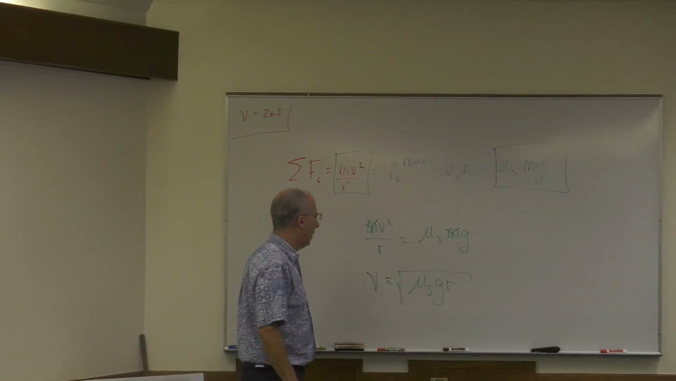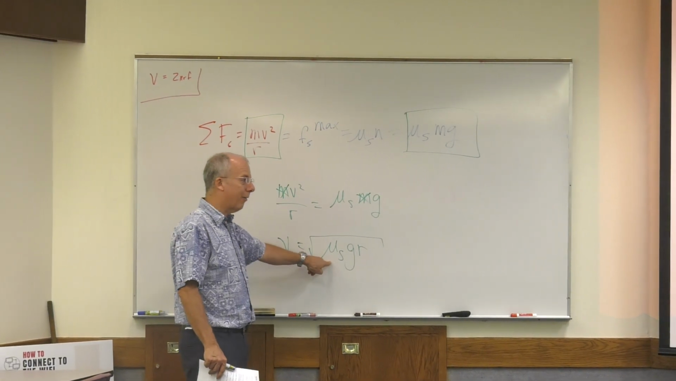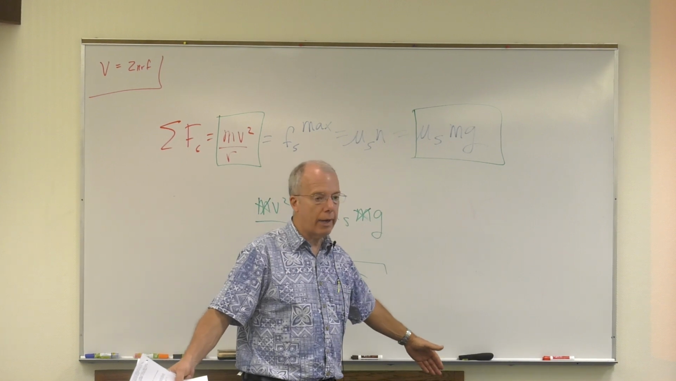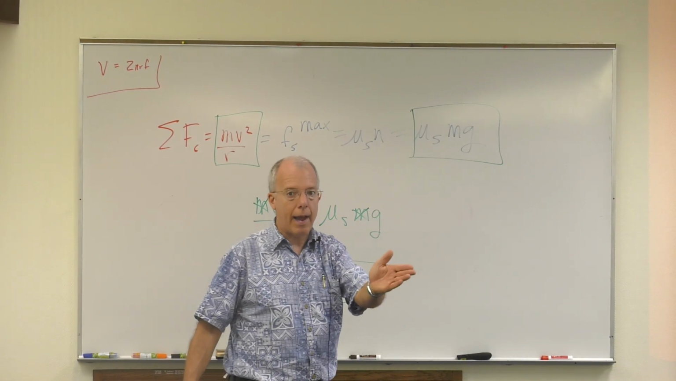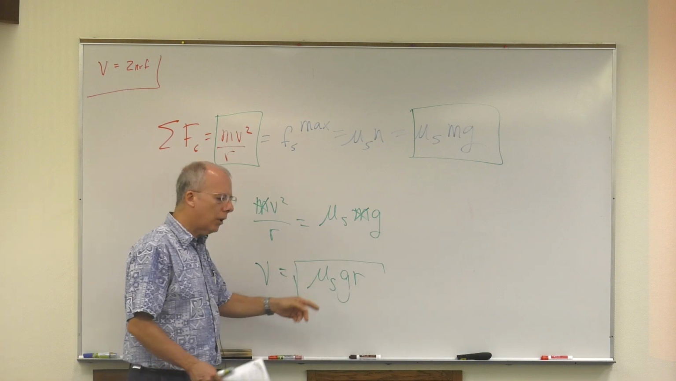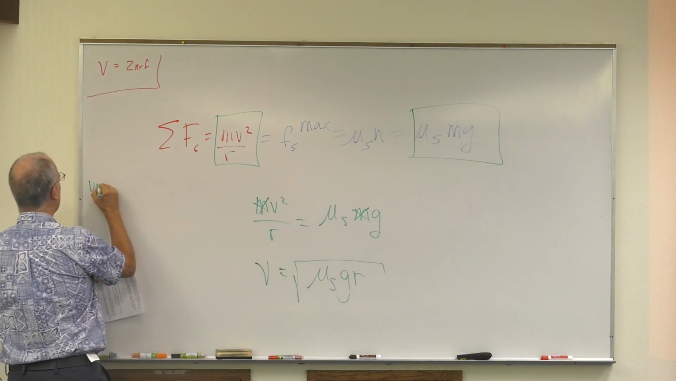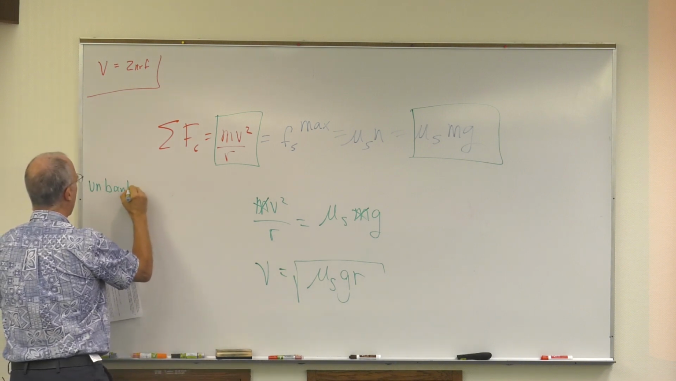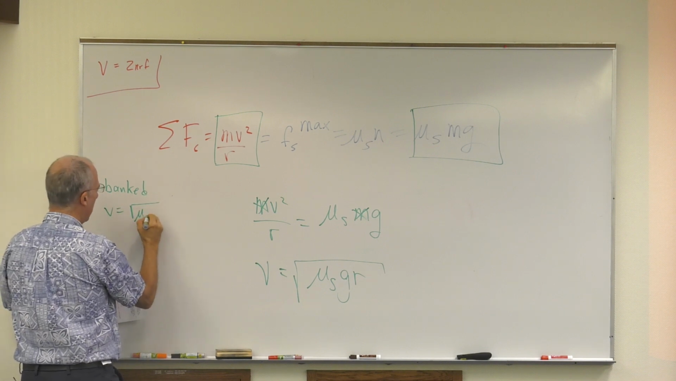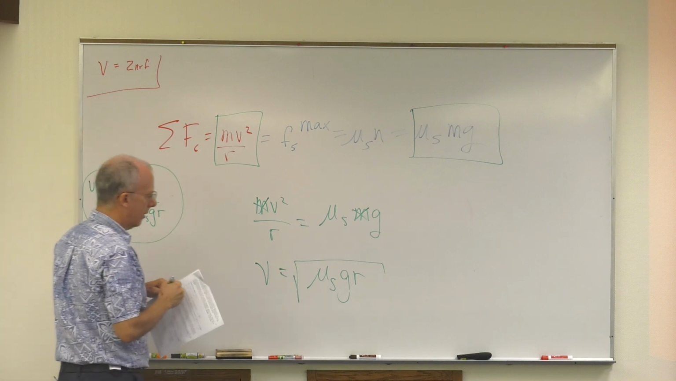What does it depend on? Well, it depends on the friction. That sort of makes sense, right? If it's ice, you're not going to be able to make a very good turn. It depends on the radius of the turn. If it's a really gigantically large radius circle, you can go really, really fast. If it's a really tight circle with a small r, you've got to slow down. So this makes really good sense. Okay, so for unbanked, we have velocity equals square root of mu s g r. And we're going to do banked next.